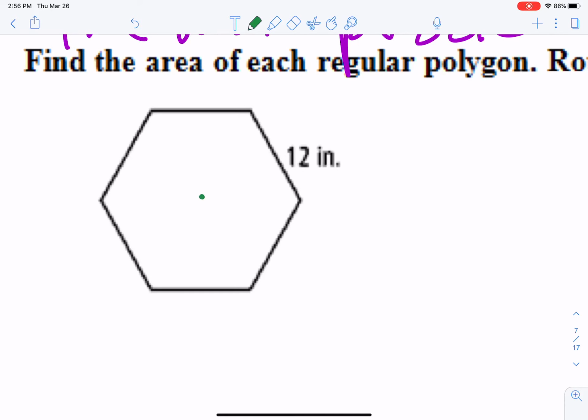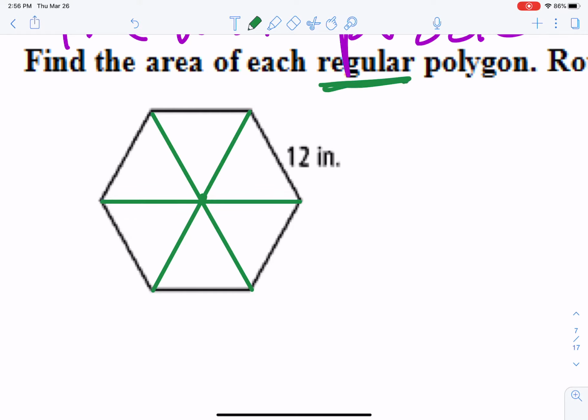So here we have a hexagon. I'm going to draw my triangles. And I know that each side is worth 12, the reason being that it says it's a regular polygon. So this is 12 inches, 12 inches, 12 inches, and 12 inches. In order to find the area, I need the apothem, which would be this right here. And we're going to use a little right triangle trick to figure that out.